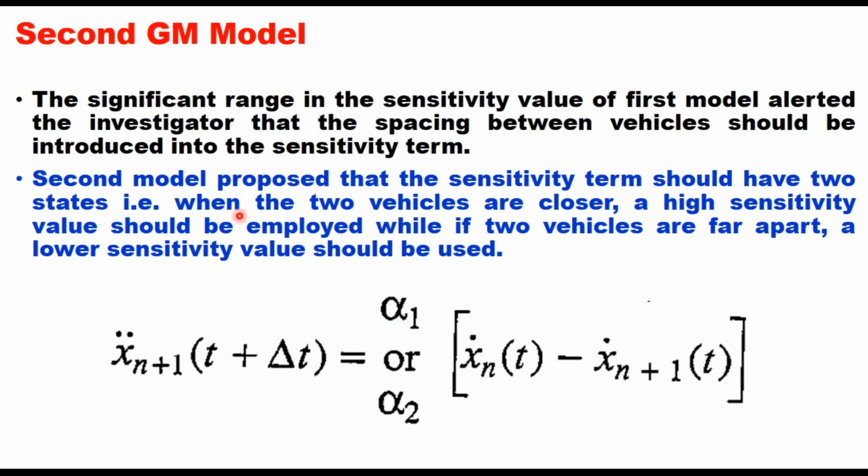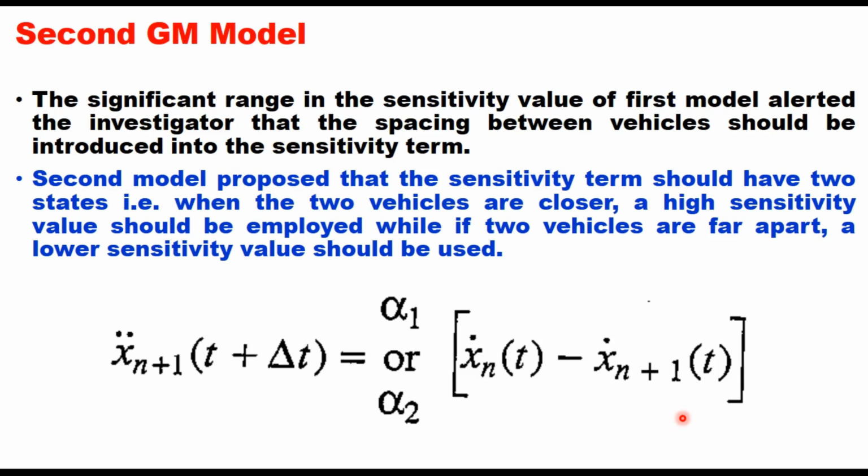So this second model proposed that the sensitivity term should have two states. When the two vehicles are closer, a high sensitivity value should be employed, while if the two vehicles are far apart, a lower sensitivity value can be used. So alpha 1 or alpha 2, the equation is the same. In place of alpha, now you have alpha 1 or alpha 2. But when this model was proposed, there was no guideline on how this alpha 1 or alpha 2 should be chosen.